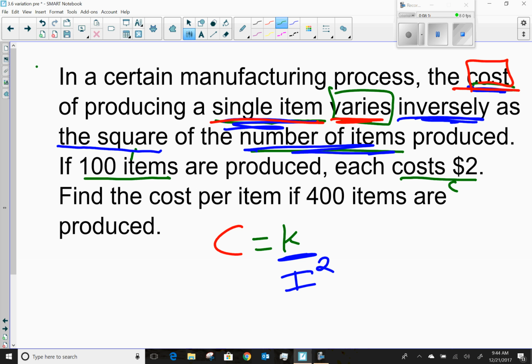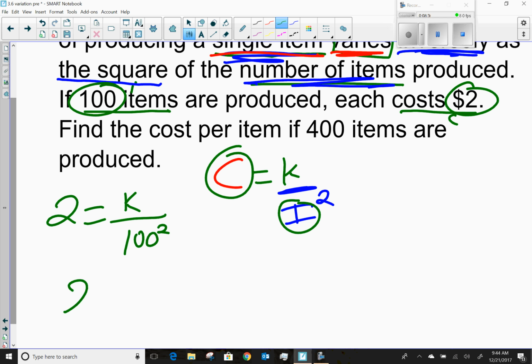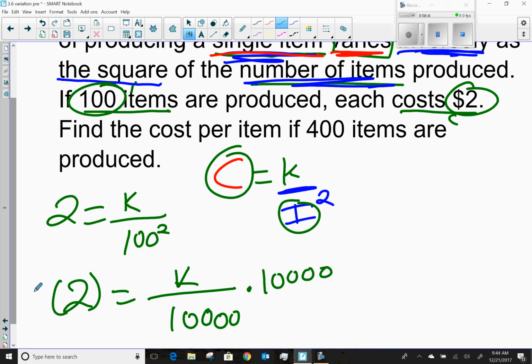Now we can solve for K. The second sentence is going to give us our C and our I, right? Here's our I, here's our C, cost and items. So the cost is $2 and our items is 100. So now I have to square 100, right? That's 1 and then 4 zeros. So 2 equals K over 10,000. And then how do I solve for K? I multiply both sides by 10,000 and I get 20,000, so K is equal to 20,000.